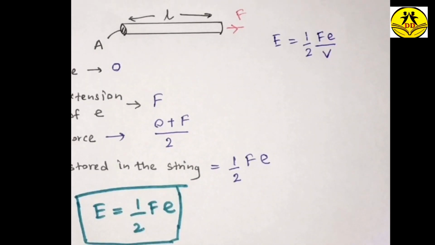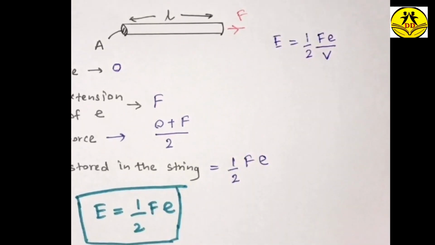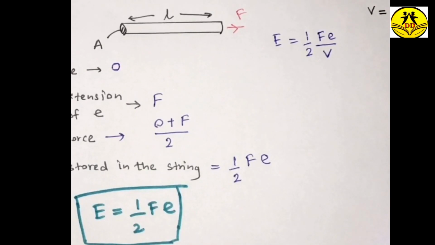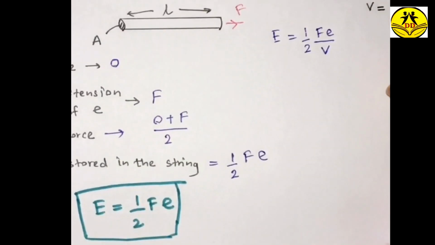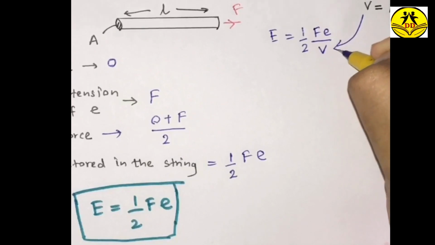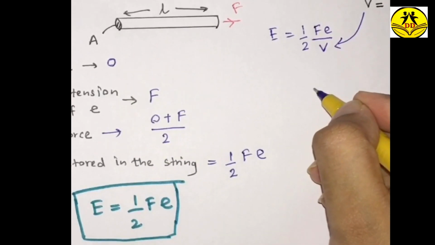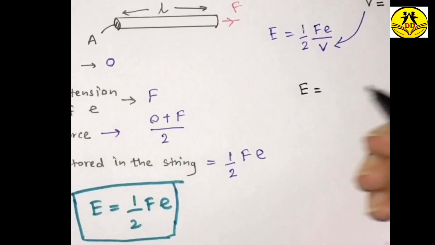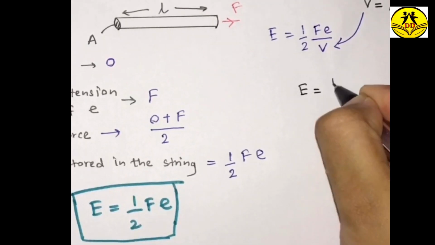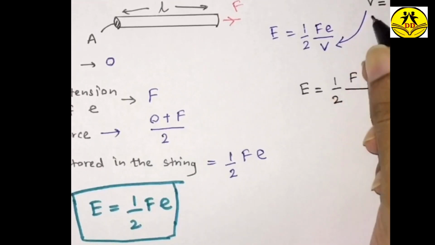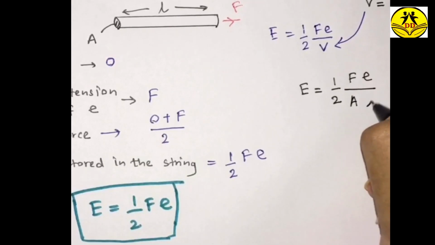So what is the volume of this string? The volume is the area of cross section times length. So we get AL, that is the volume. So we substitute this here for V, and we can get E, the energy stored per unit volume, equals half FE divided by AL.